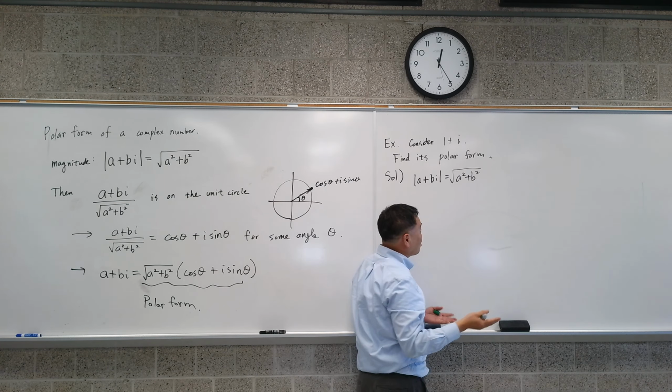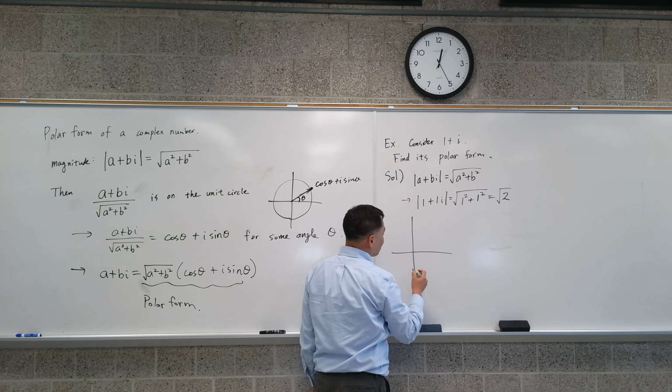Be careful, you don't put i here. There's an i here, but there is no i here. You get that? No i in the magnitude. And because 1 squared is 1 and 1 plus 1 is 2, you get the square root of 2 as your magnitude. Okay? And then as for the angle, you just have to draw it.